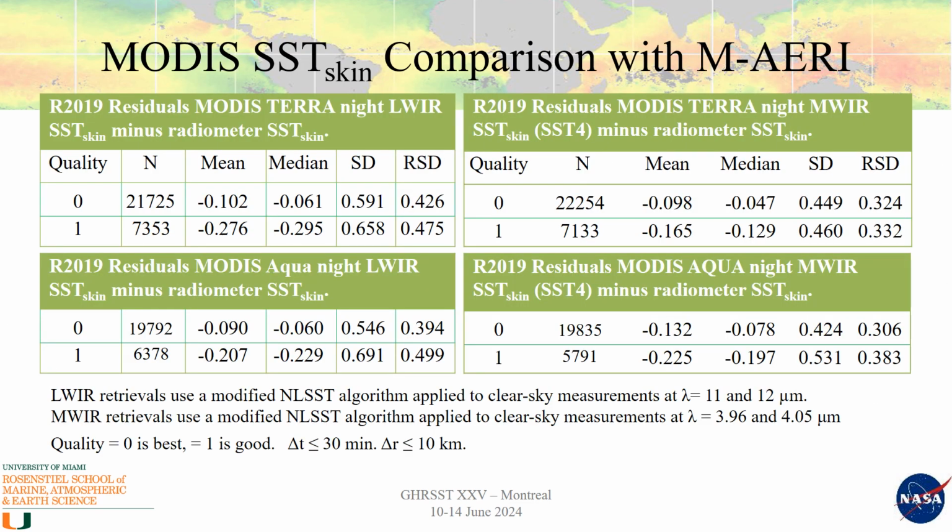So these are the estimates of the accuracy of the MODIS skin SST retrievals, Terra MODIS above, Aqua MODIS below, by comparisons with the M-AERI. And the left-hand panels are for the split window SST and the right-hand panels for SST4. So we see that the means and the medians for quality level 0, which is the best quality level, are pretty good. And the robust standard deviations for SST4 are also very good.